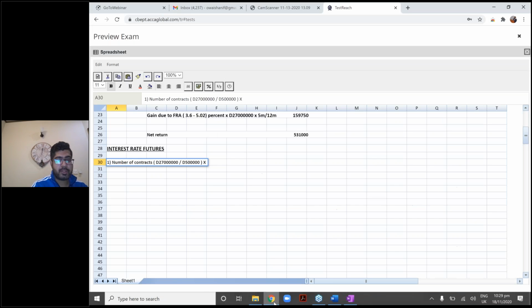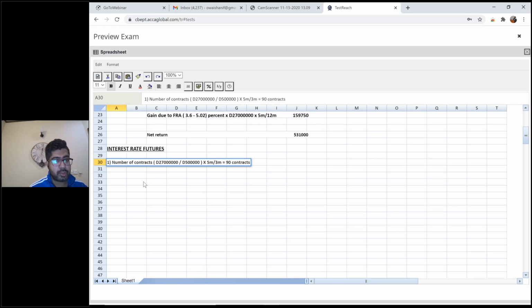What is the time period of borrowing? You're borrowing or depositing for 5 months, over 3. Why 3? Because these contracts expire every 3 months: March, June, September, December. So we get the number of contracts as 90 contracts. This is the first step, to find the number of contracts. Okay.